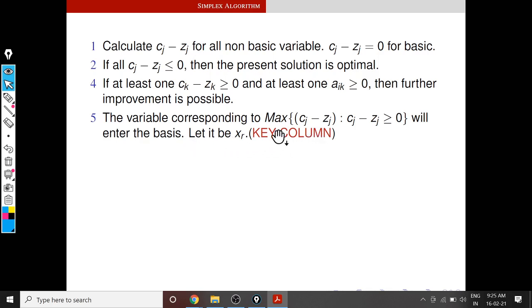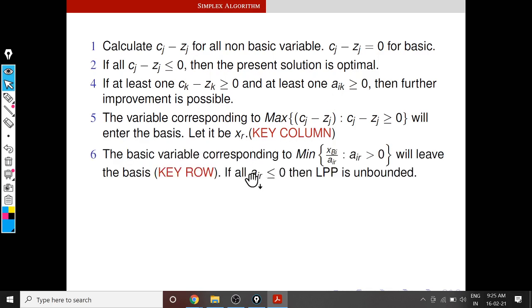So in the next iteration we try to enter a new variable and leave an old variable. So how to find the entering variable? The entering variable corresponds to the maximum Cj minus Zj, such that Cj minus Zj is positive. Out of the positive Cj minus Zj's, we have to identify the maximum. That variable will enter the basis. We denote that entering variable as Xr, and that is called the key column.